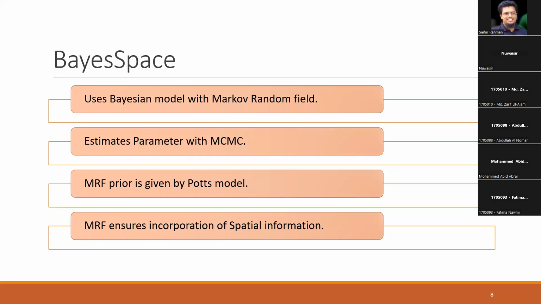Another very famous method in this domain is BayesSpace. BayesSpace uses a Bayesian model with a Markov random field. This Markov random field prior is used to get the spatial information. This is ensured by the Potts model. BayesSpace estimates the parameters for clustering using Markov chain Monte Carlo simulation.